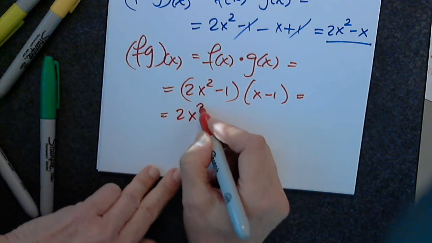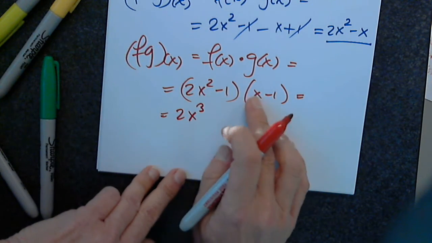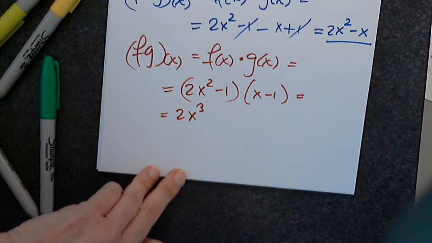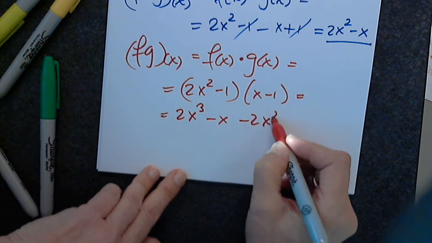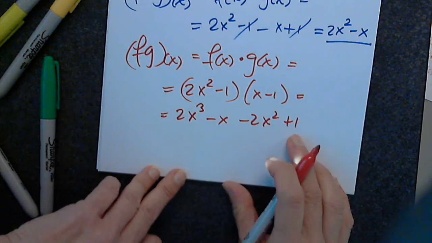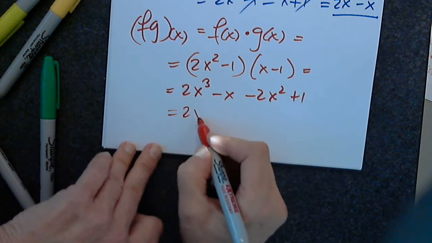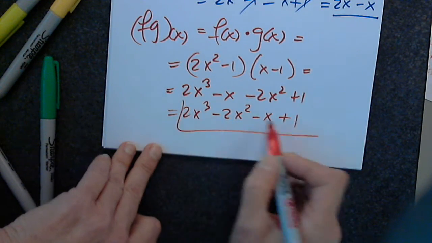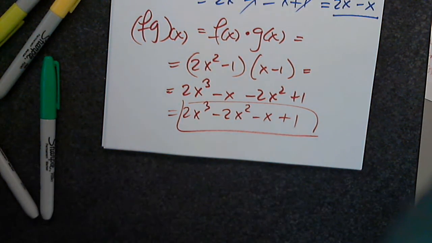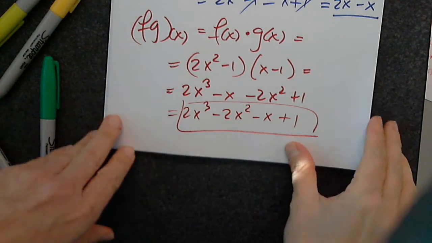So this is 2x cubed. I prefer distributing from here. You choose your own method, it doesn't matter. Minus x, and then minus 2x squared, and then plus 1. So in descending order, I have 2x cubed minus 2x squared minus x plus 1. What is this? This is a totally new function, obtained from the given functions by multiplication. Perfect.